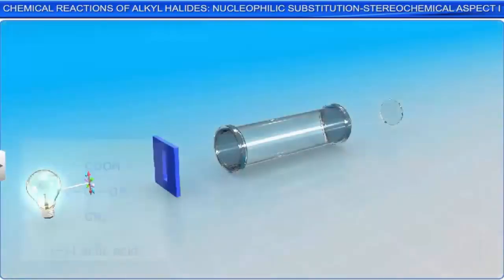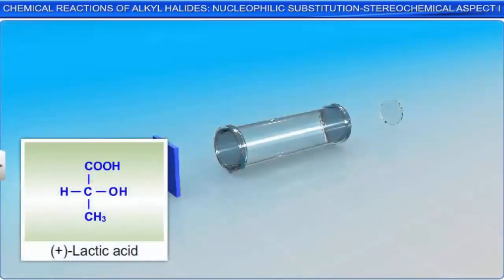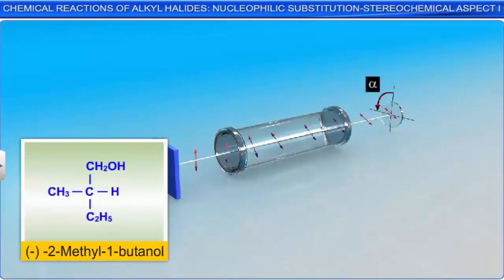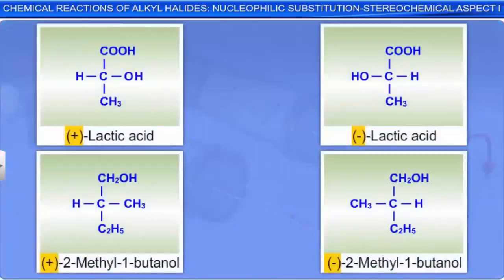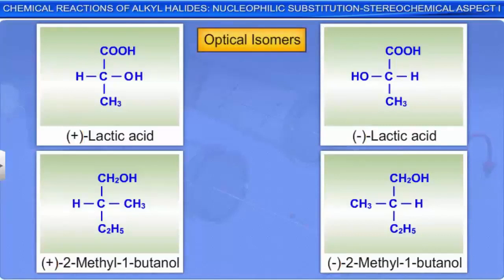For example, the lactic acid extracted from muscle tissue rotates plane polarized light to the right, and hence is known as dextro-rotatory lactic acid or plus lactic acid. Similarly, the 2-methyl-1-butanol obtained from fusel oil rotates plane polarized light to the left, and it is known as levorotatory 2-methyl-1-butanol or minus 2-methyl-1-butanol. Such plus or minus isomers of a compound are called optical isomers, and the phenomenon is known as optical isomerism.